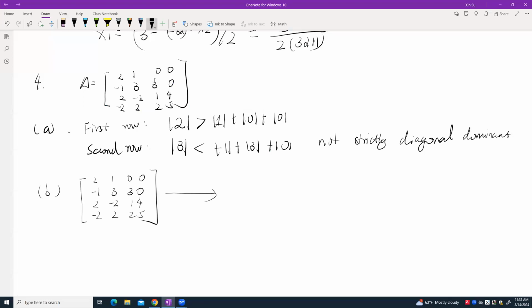And you can write the first round of the Gaussian elimination here, all in one step. For the first round calculation, row 2 would be changed, row 3 would be changed, and row 4 would also be updated. Row 2 is -1 divided by 2 times row 1. Row 3 is 2 divided by 2 times row 1. And row 4 is -2 divided by 2 times row 1.